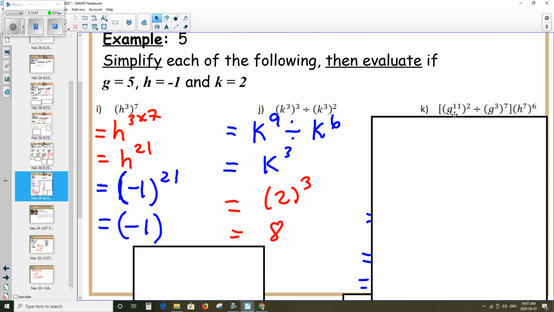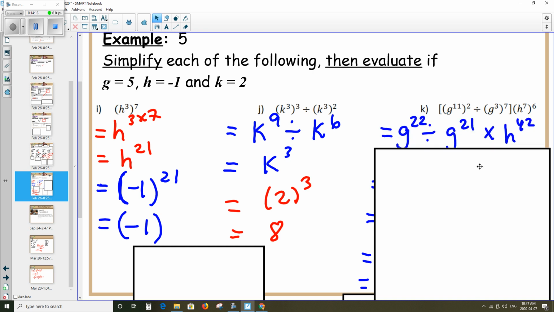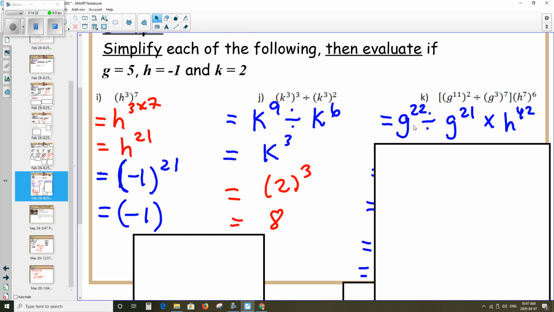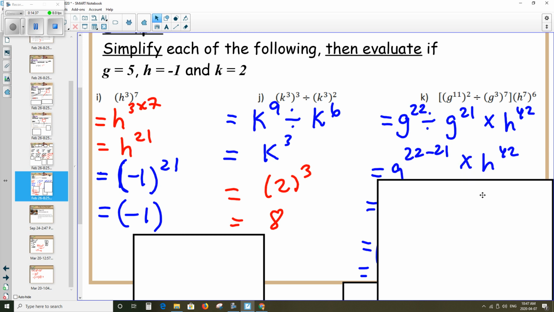And the last one: g to the 11th to the 2, so powers of powers here, another powers of powers, and another powers of powers over there. I take care of the powers of powers first every time. You're multiplying the exponents. 11 times 2 is 22, 3 times 7 is 21, and 7 times 6 is 42. Now you can worry about the product rule and the quotient rule. The quotient rule says to subtract your exponents. We're only able to do this if the bases are the same, and these have the same base. So 22 minus 21 is 1.